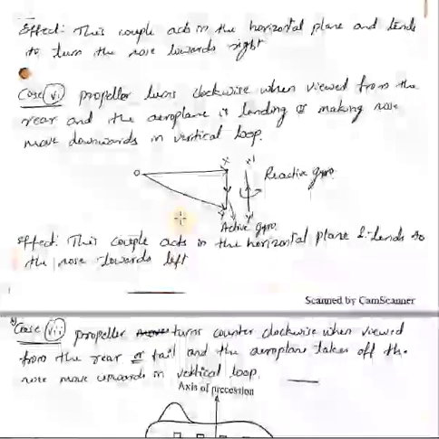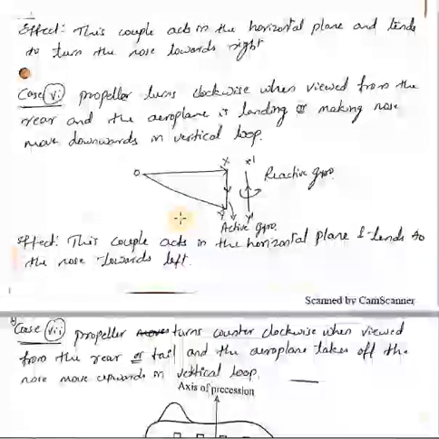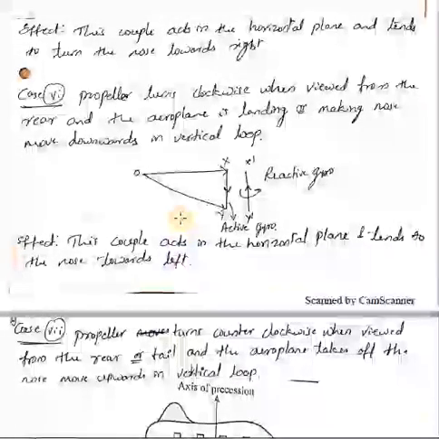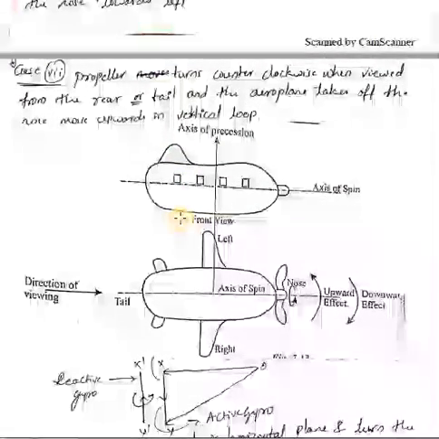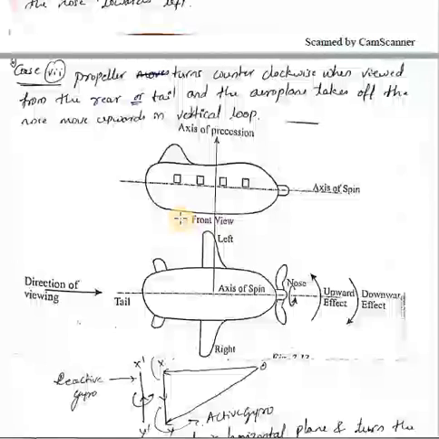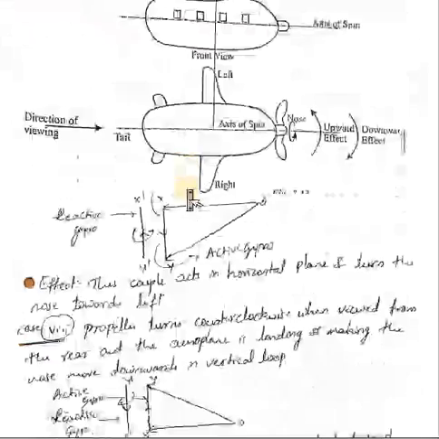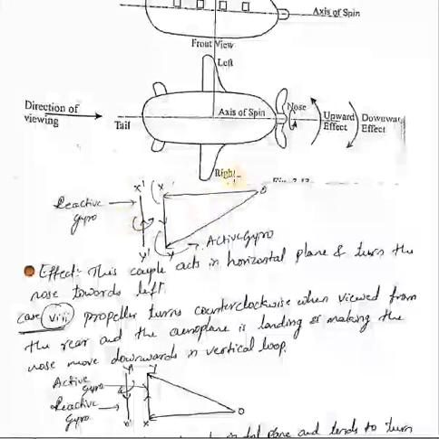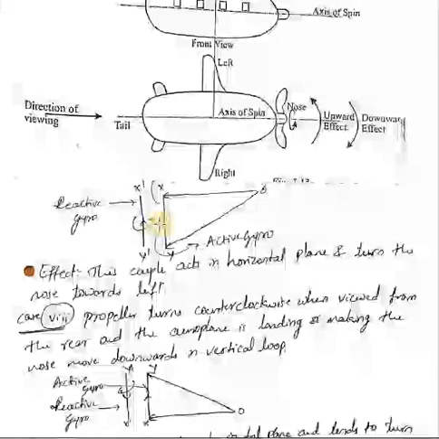That is when the propeller is rotating in clockwise direction when viewed from the rear end. Then the seventh one is: the propeller turns in counterclockwise direction when viewed from the tail end and the aeroplane takes off, the nose moving upward in a vertical loop. If you compare this vector diagram for the takeoff of the aeroplane for the clockwise and counterclockwise cases, you just need to reverse the effects.